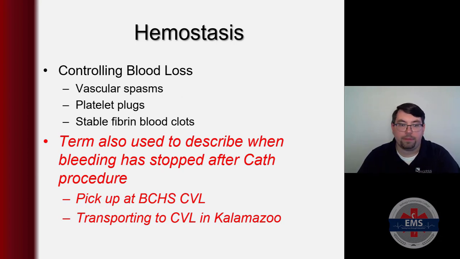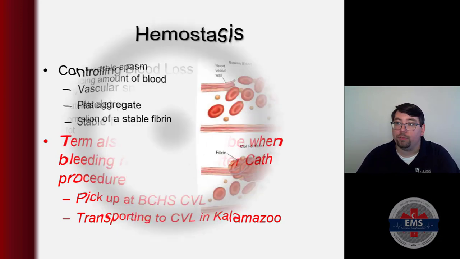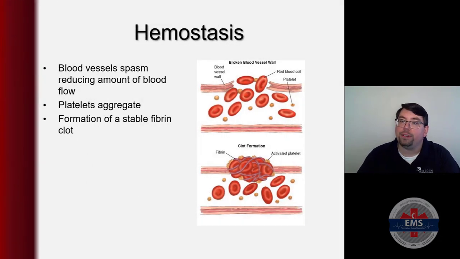We know we have vasospasms, vascular spasms, to stop the loss of blood. We have platelets that will form a plug to stop blood from leaking out of the vessel. And then we get a nice weaving of fibrin that allows us to stabilize the blood clots we have. The term hemostasis is used to describe bleeding after a cath procedure, or maybe you're doing some type of transport. The goal is we've stopped the bleed, we want to maintain that, and maintain hemostasis as we move forward.